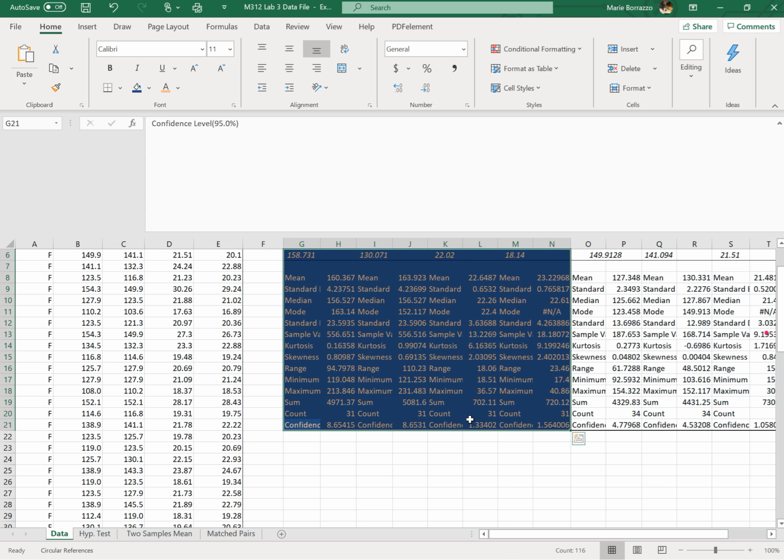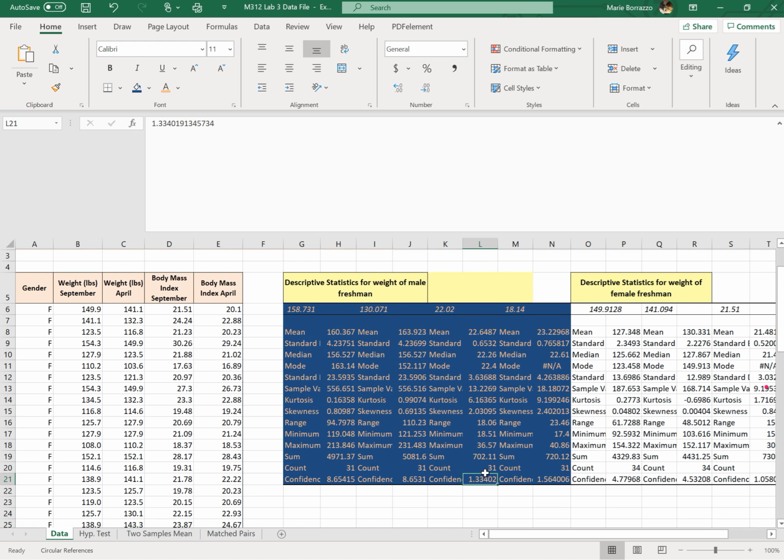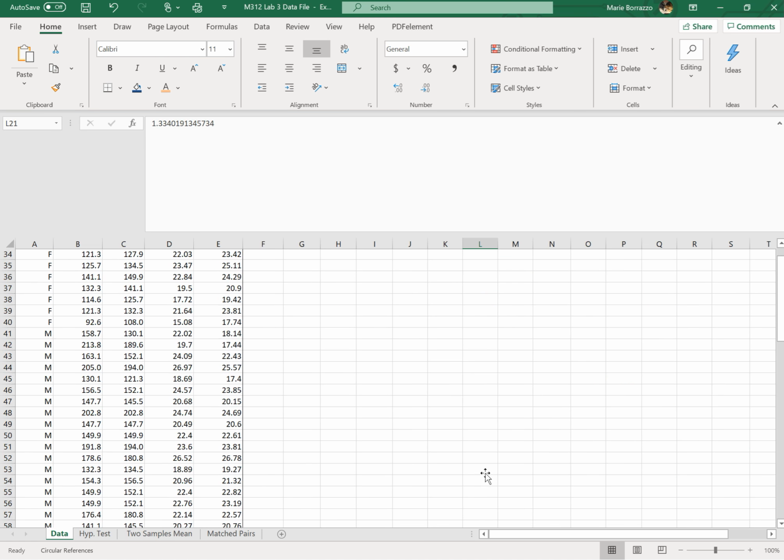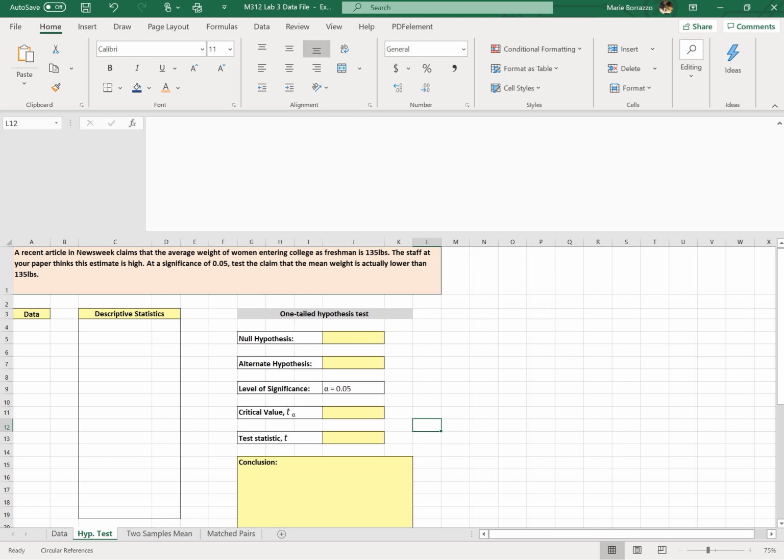There we go. So there's the male data compared to the female data. And so that's the first thing they ask you to do in this web sheet. So the next thing we're going to do is look at what they're asking us to answer. So let's look at the first question.